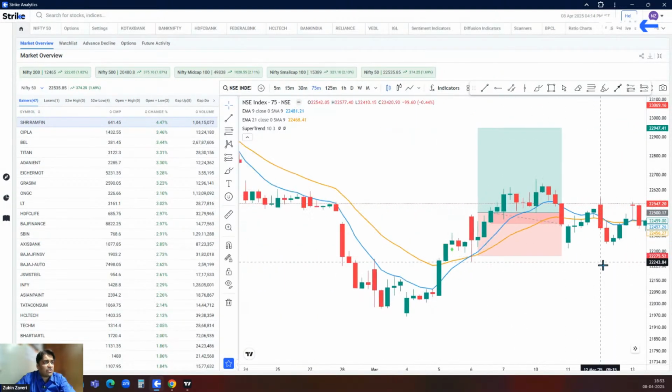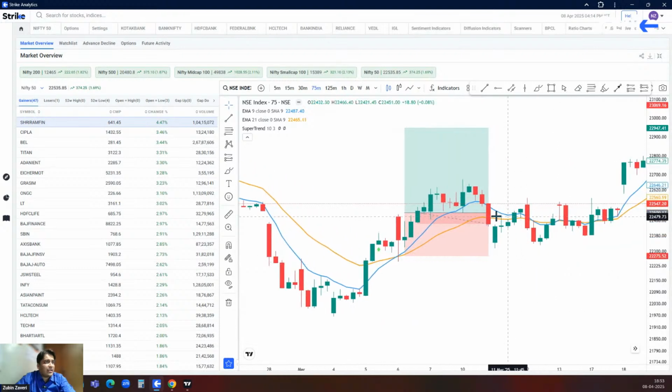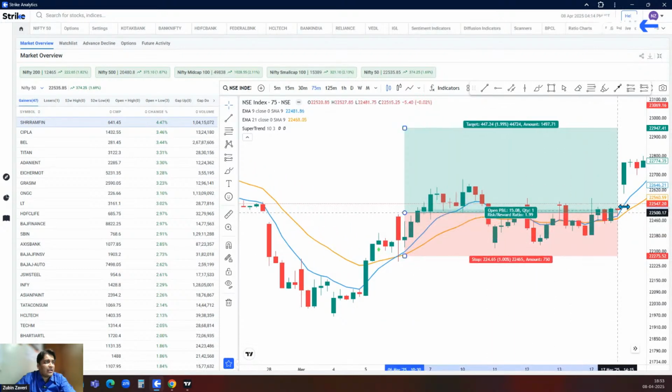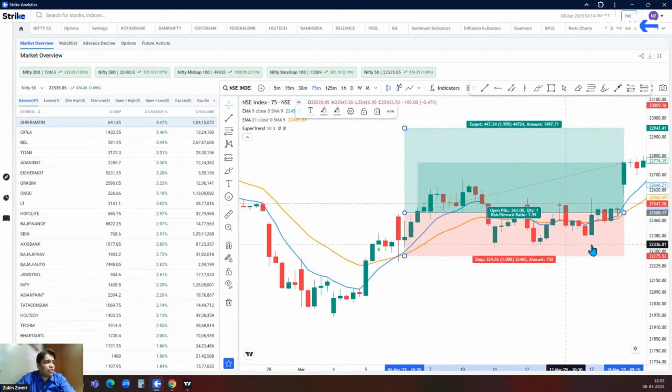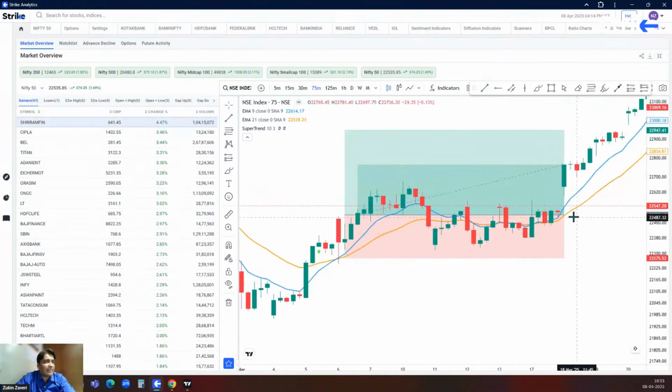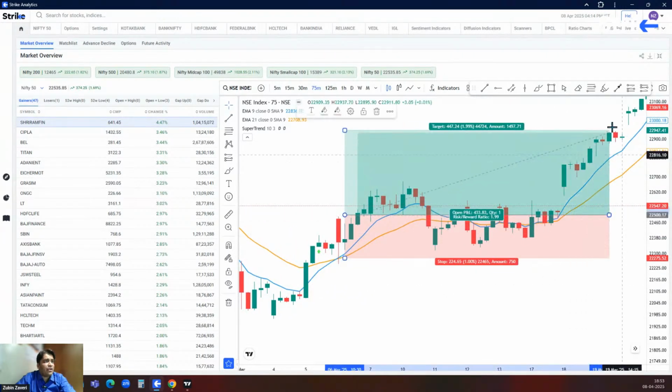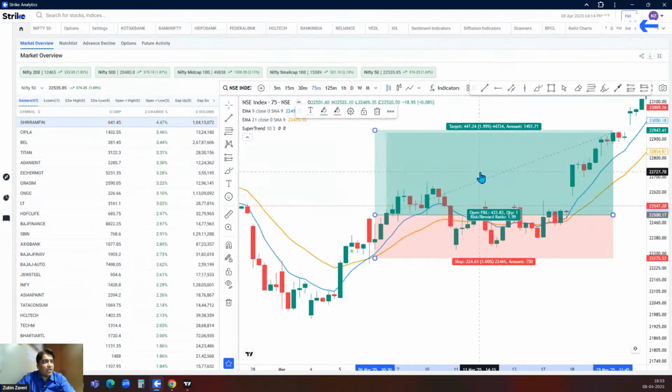It's going sideways. All right, did it touch your stop loss? No, it did not touch your stop loss. And here it hit your target on this particular day. So you again got a 1 is to 2 risk to reward trade, again around 447 points.